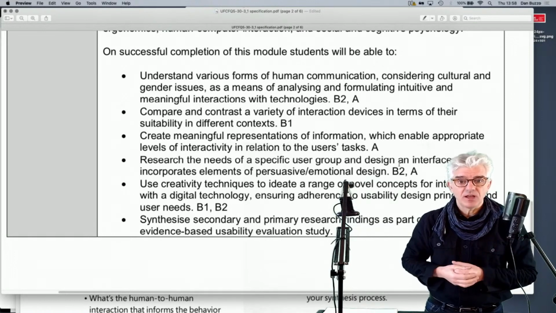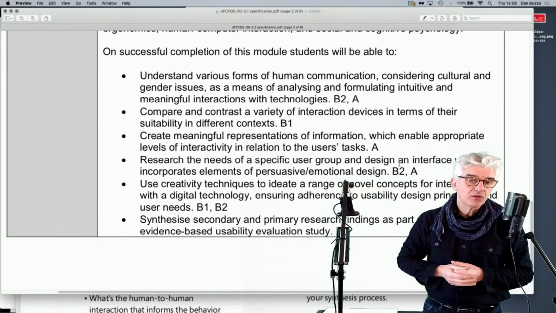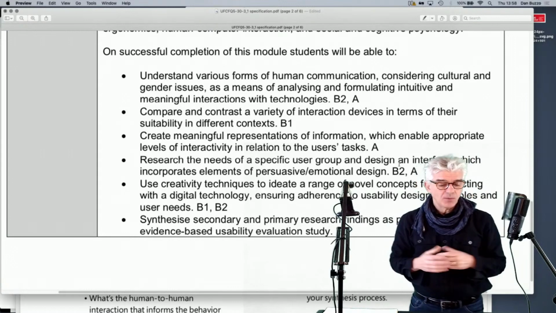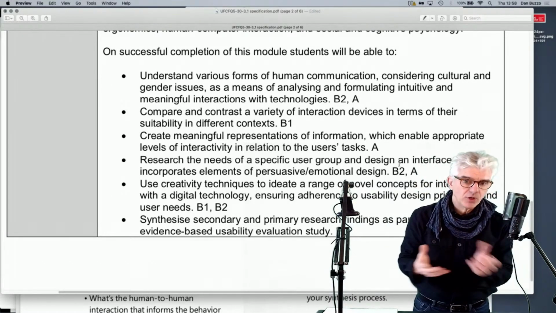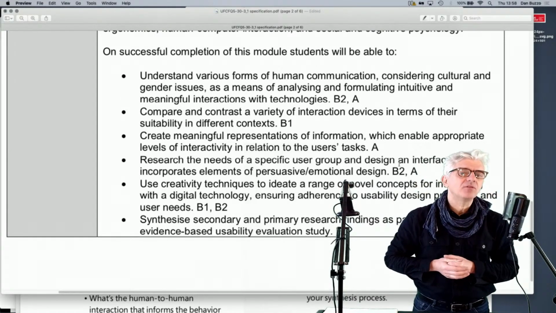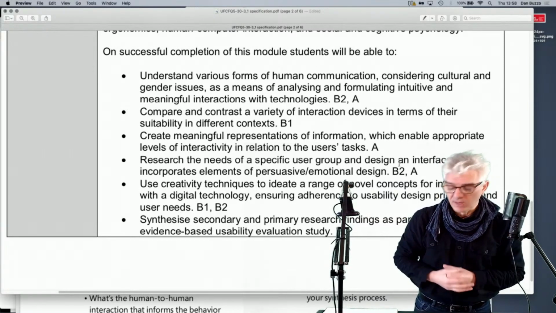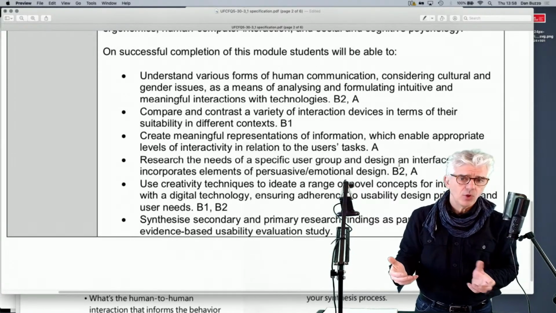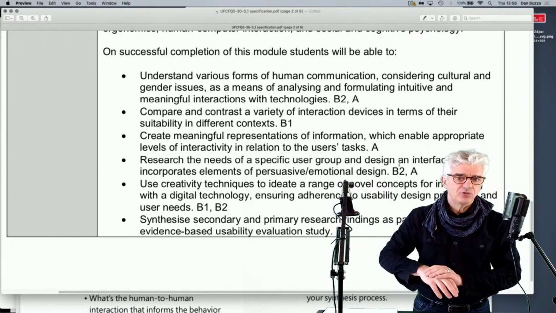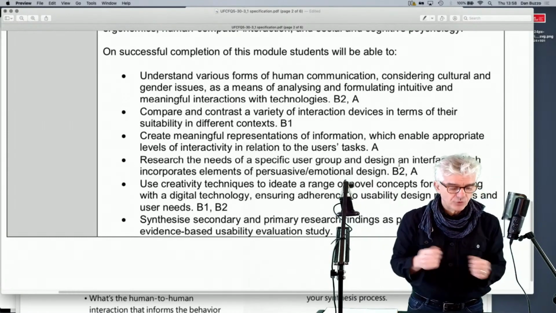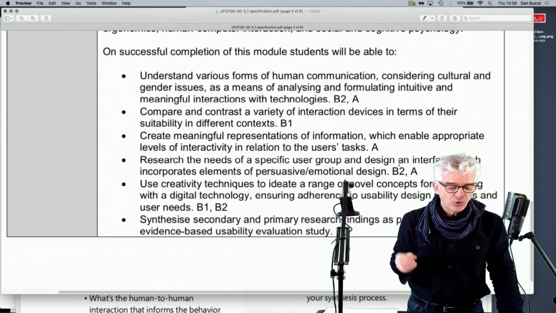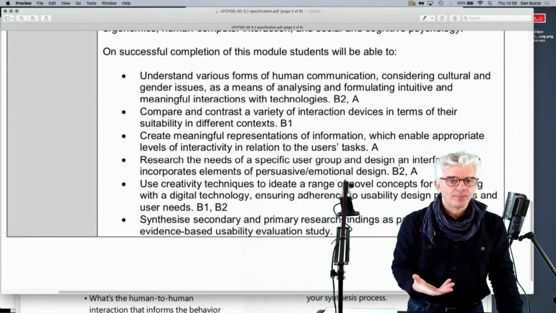So you understand about humans, and you can understand about interaction with technology and compare and contrast different devices. So you're going to explore a bunch of different kinds of interactions. And we saw screen-based, we've seen web-based, we saw 3D-based, gesture-based, physical computing, and a range of other ones. And you're going to think about how you represent information.